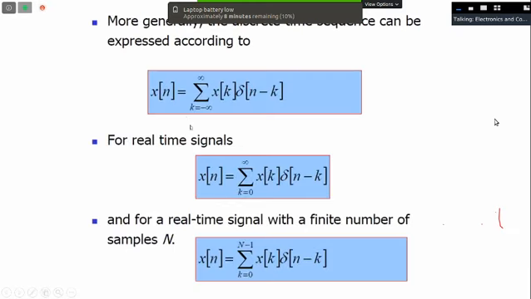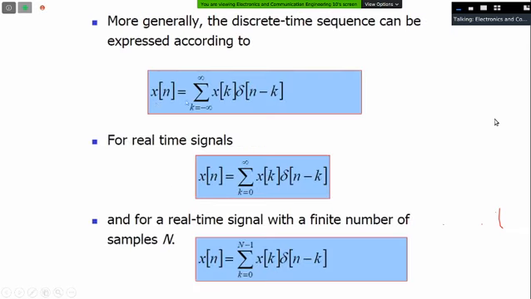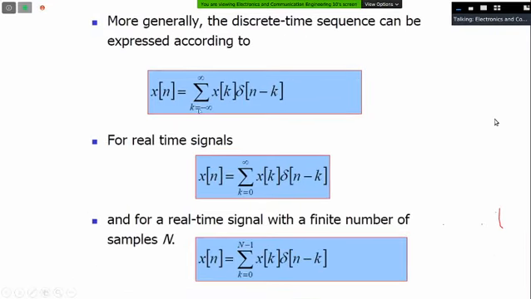Okay, so what we can explain from here is that the x[n] function can be expressed in terms of the multiplication of x[k] and delta[n minus k], as a sum of the scaled version. What is the scaled version? My delta pulses are scaled by x[k], as these pulses are getting scaled by a minus 3, a1, a2, and so on. So I can say here, x[n] is the scaled version of these impulses, and summed, with k going from minus infinity to infinity.